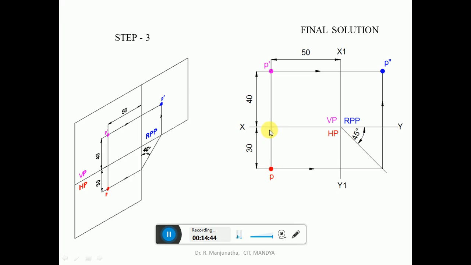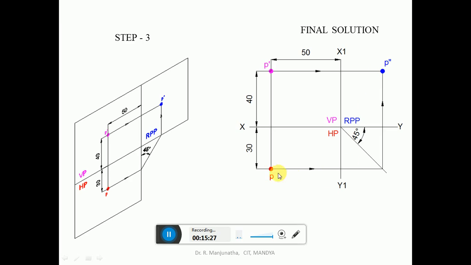Then the distance above HP is seen in VP. So VP is above the XY line. From this point you measure 40 mm and mark this point, which is going to be P dash. Then the distance in front of VP is seen in HP, so you mark that point here, small p. Then we need to project to the side view. So draw a horizontal projector from P dash. We can see the distance above HP, which is 40 mm here, will also be 40 mm in the profile view.